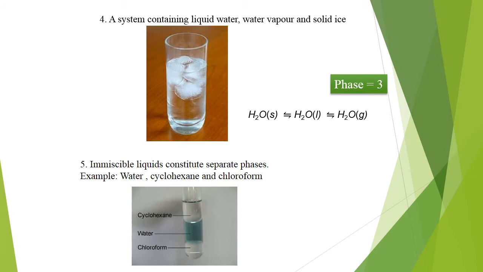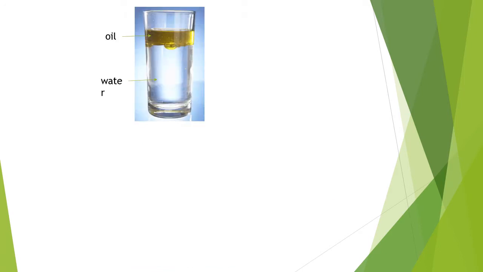Immiscible liquids constitute separate phases. See, each immiscible liquid constitutes a separate phase. Here we have water, cyclohexane and chloroform. I can distinguish each phase. Each phase has its own boundary, and each phase is homogeneous on its own. Hence, each is a separate phase. For this system, the number of phases is 3. I have one more example of immiscible liquids, water and oil. So it has two phases.